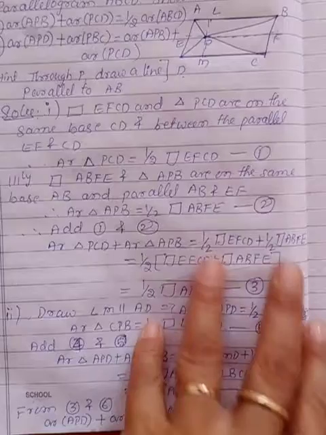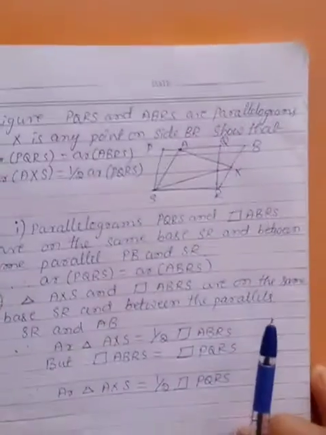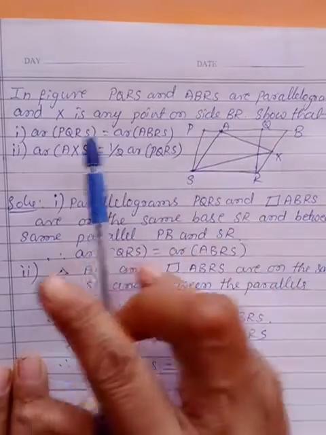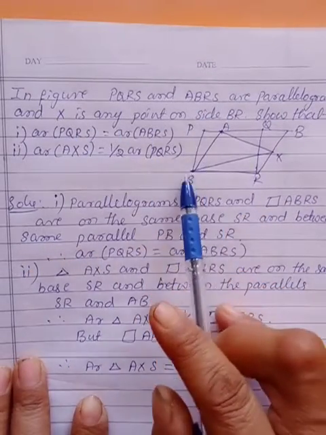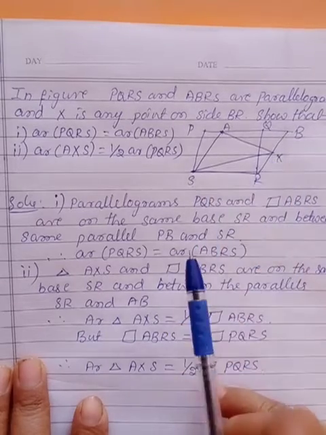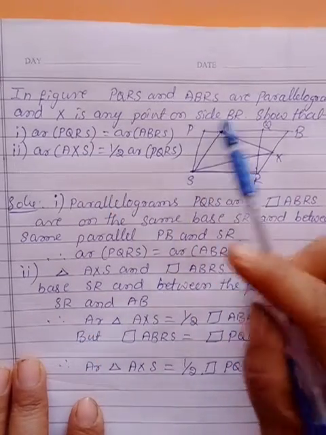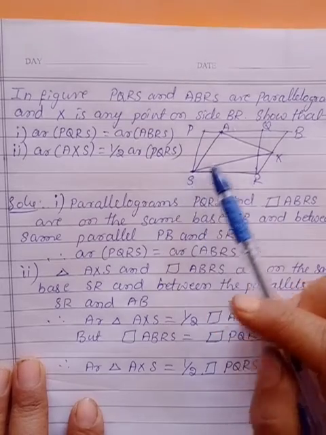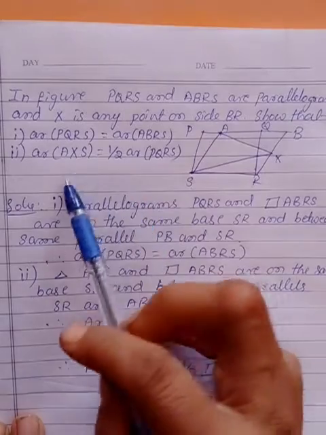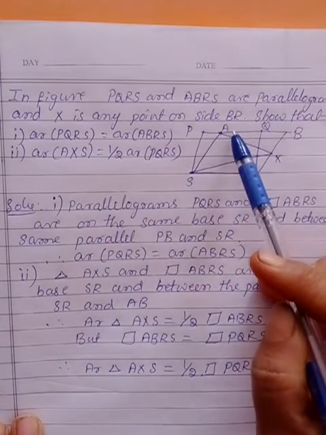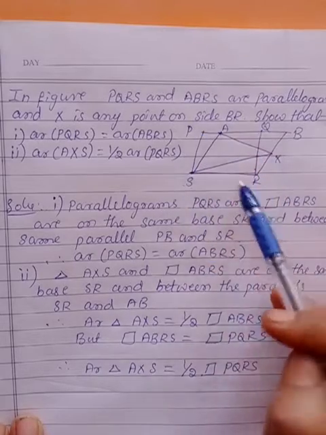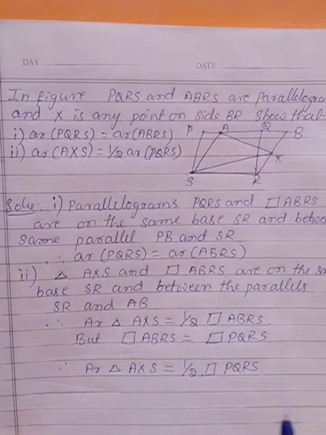So the last problem of the exercise here we will move with. In a figure, PQRS and ABRS are parallelograms and X is any point on the side BR. Show that area of PQRS is equal to area of ABRS. The parallelograms are equal, you have to prove. And the area of triangle AXS is equal to half of PQRS. That is the thing we have to prove.